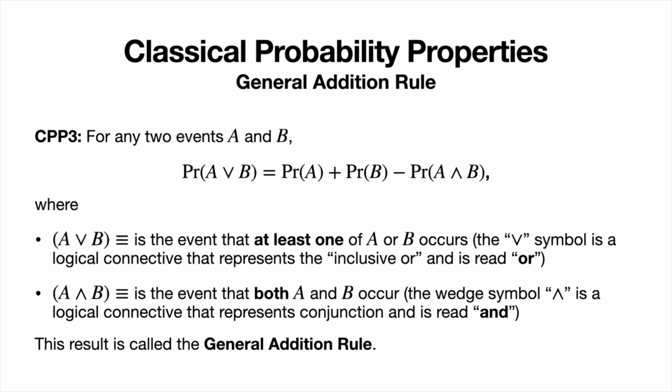The second composite event, A and B, is the event that both A and B occur, and this symbol, called a wedge symbol, is a logical connective that represents conjunction and is therefore read AND. And so we can read this as the probability of A or B is equal to the probability of A plus the probability of B minus the probability of A and B. Now this result is true for any 2 events A and B, and therefore is called the general addition rule.